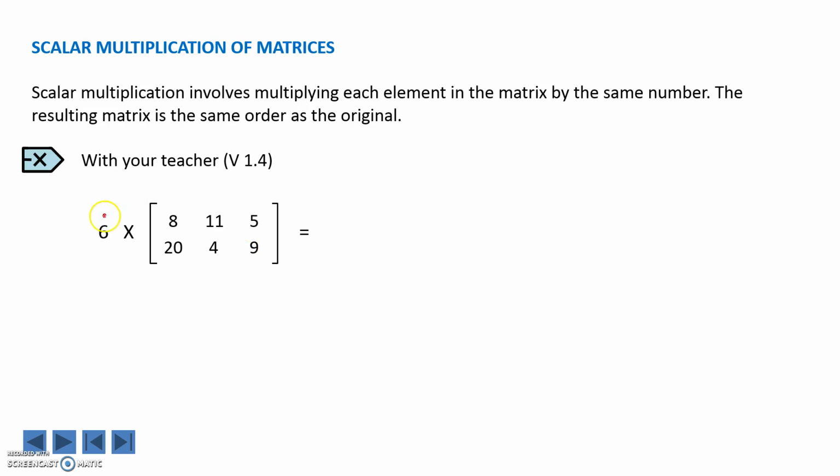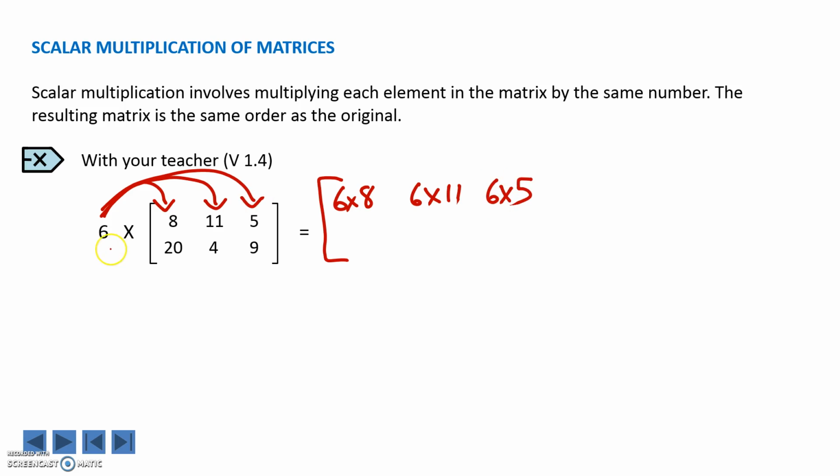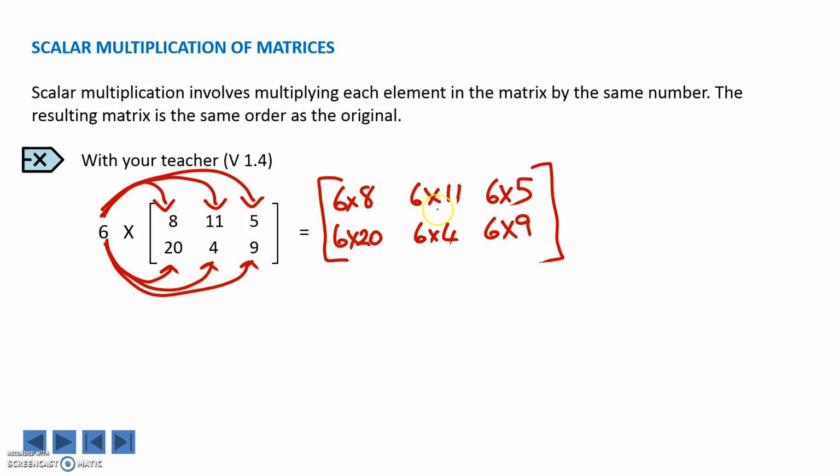So let's do that. It goes 6 times 8. You might want to show your working out 6 by 8. And then it's 6 times 11, and then 6 times 5, 6 times 20. To our second row, 6 times 4 and 6 by 9. When we're expanding them, they still stay in the same position that they are in the original matrix. Then it's a matter of solving it.